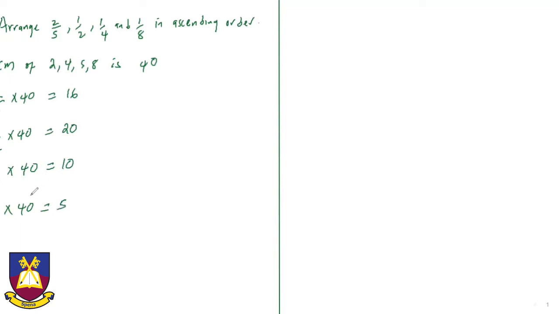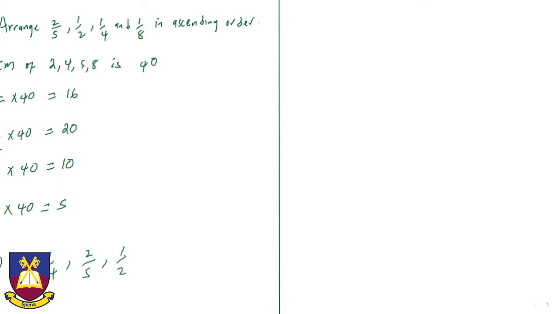So if we're arranging in ascending order, we look for the fraction which has given us the smallest value, and it's 1/8. So in ascending order we shall have 1/8. After 5, the next small number is 10, so that's a quarter. The next one is 16, that's 2/5. And finally the next one is a half.